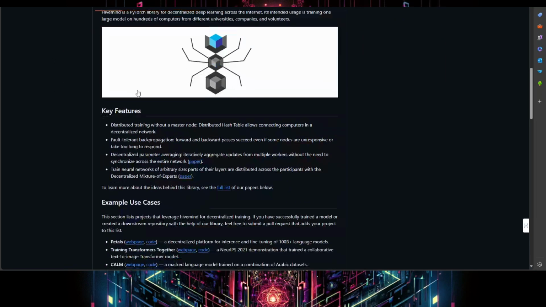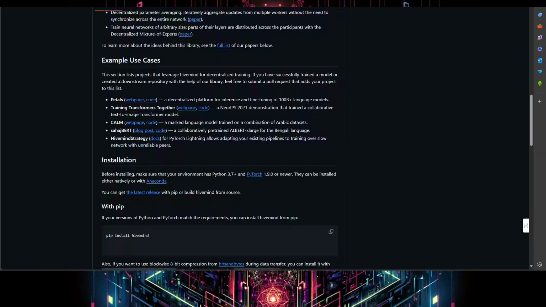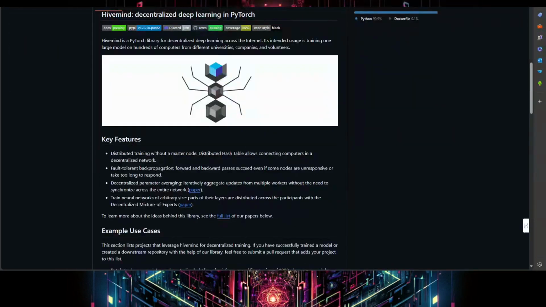So this is the PyTorch library, and this is the underlying dependency of Petals. Is this the Hivemind architecture where we're doing?